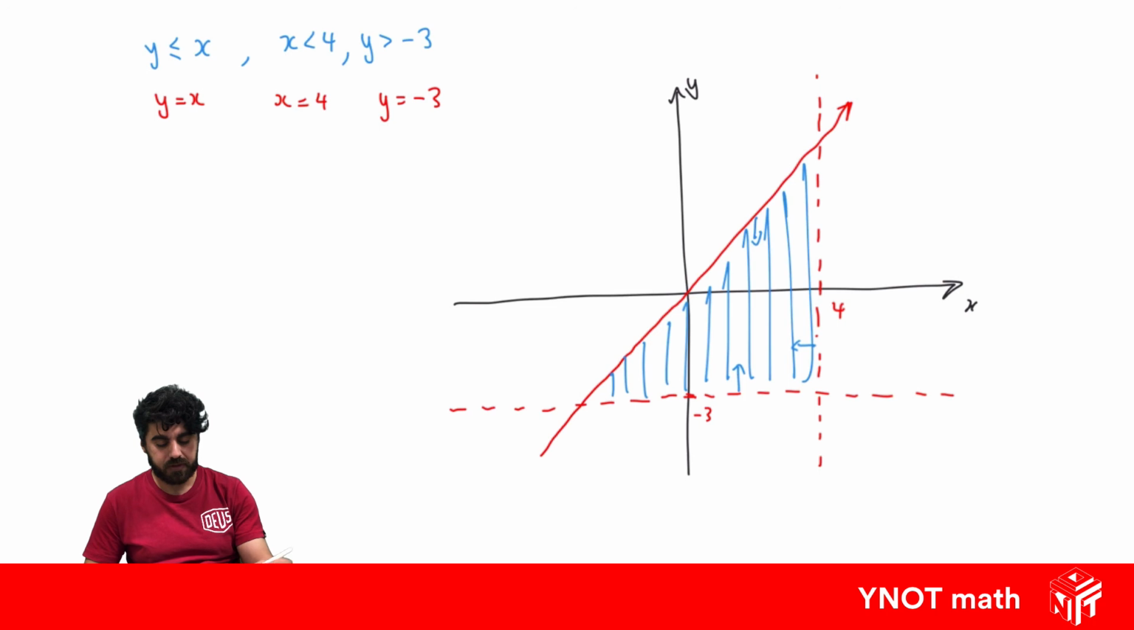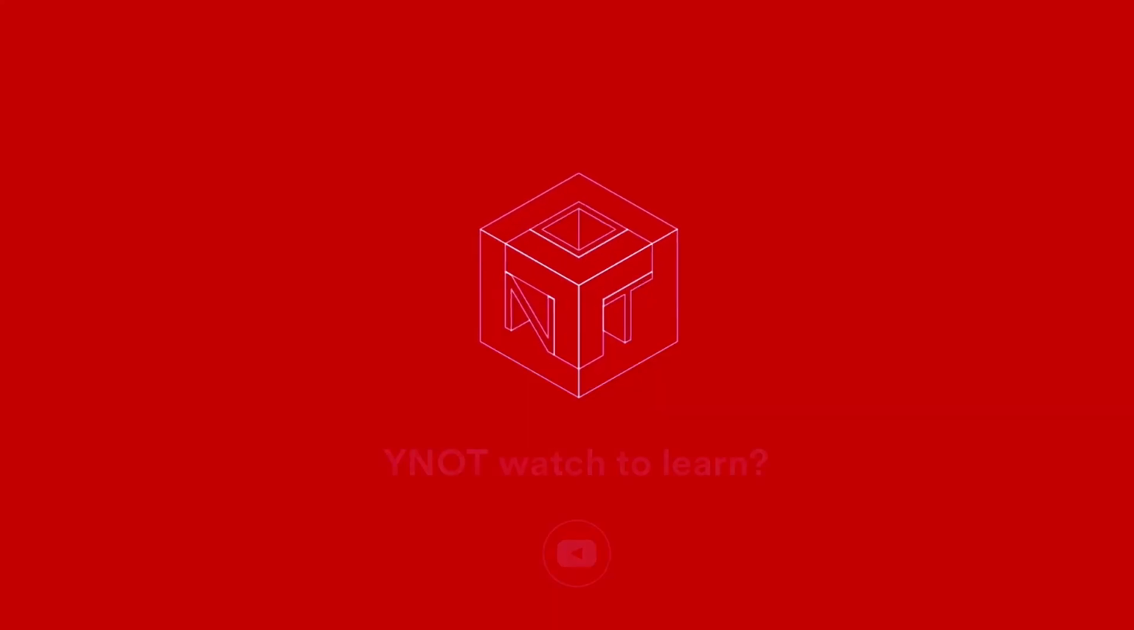Because if it was anywhere else, it wouldn't satisfy one of them. So if we did some shading over here, it would satisfy the first one, but it wouldn't satisfy the value of x is less than 4. So the region we shade needs to satisfy all three of these inequalities, which this one does.